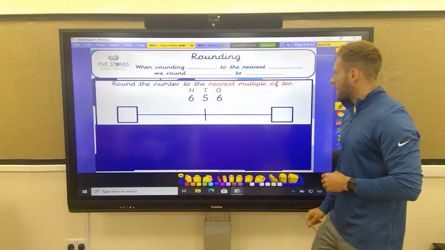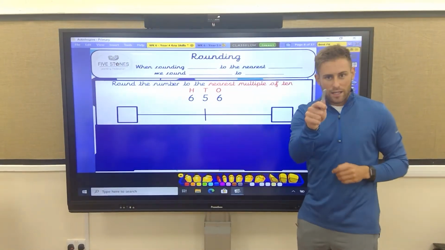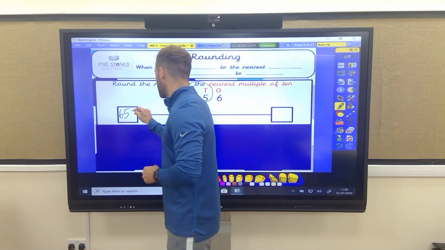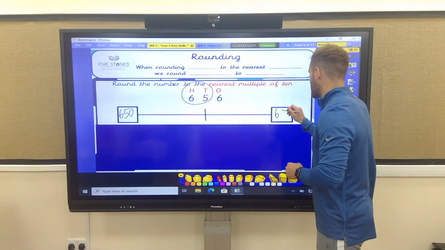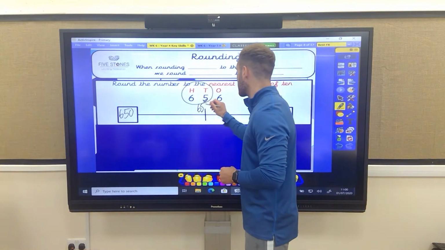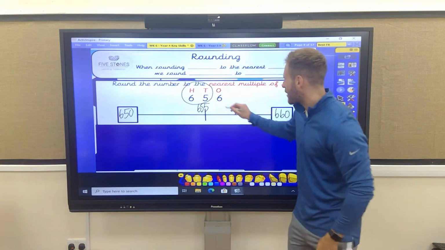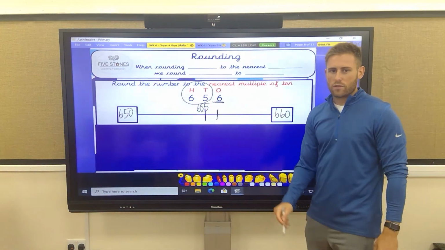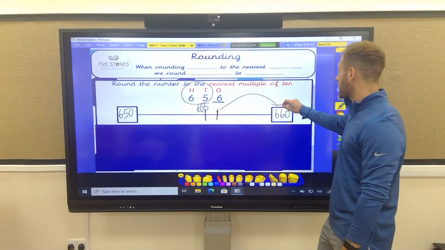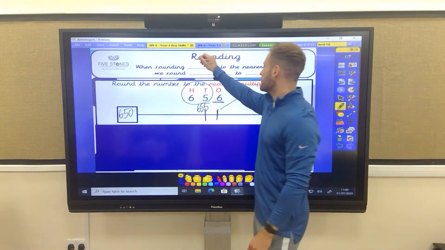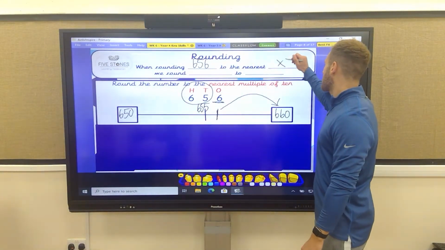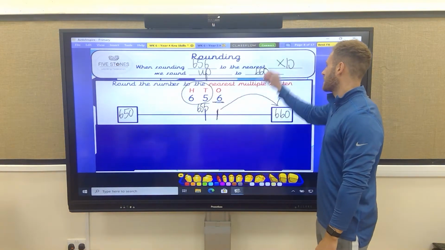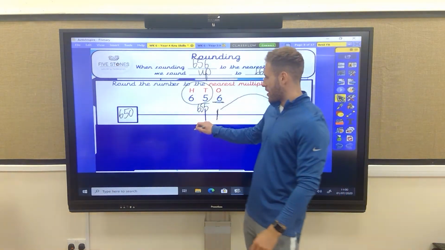Great work. Now, we are still rounding to the nearest multiple of 10. Great work that you're checking that. We are currently at 650. Our next multiple of 10 will be 660. Great work. Our midpoint will be 655. Fantastic. But we're currently at 656, which is, yes, just after the 655 there, which means we need to round up to 660. So I'm rounding 656 to the nearest multiple of 10. We round up to 660.